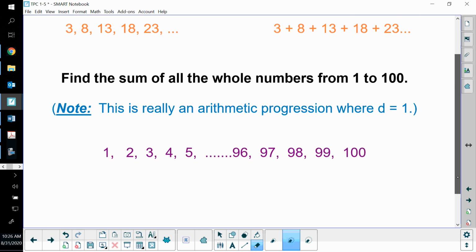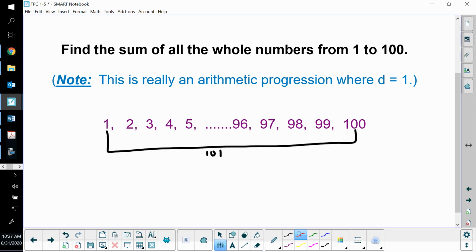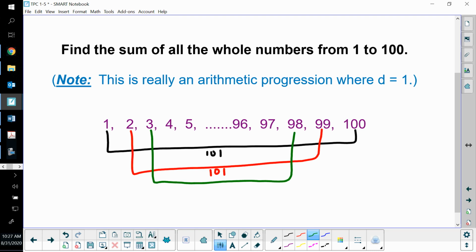So we want to see if we can find the sum of the terms from 1 to 100. Notice we're really just adding 1 each time. And the thing to note here, if you combine 1 and 100, it gives you 101. If you combine 2 and 99, that also gives you 101. If you combine 3 and 98, that also gives you 101. If you combine 4 and 97, that also gives you 101. So notice it's always going to give you 101.